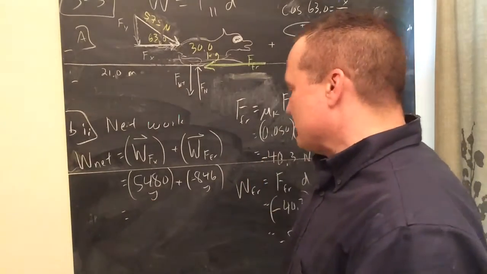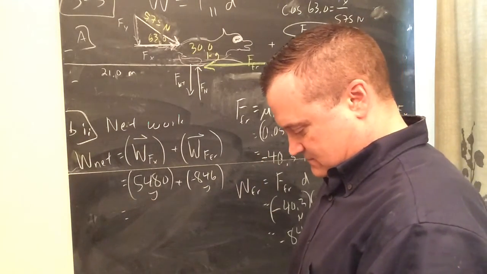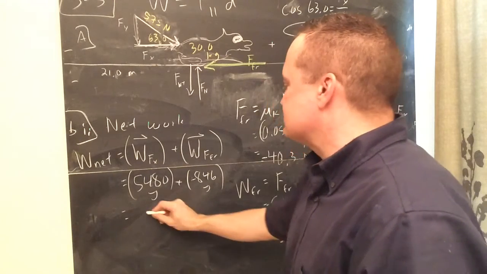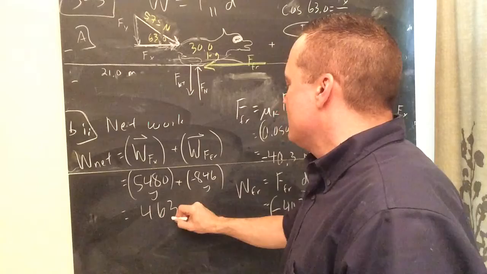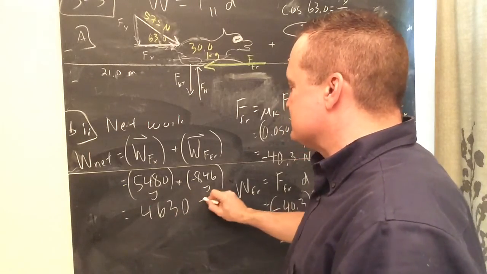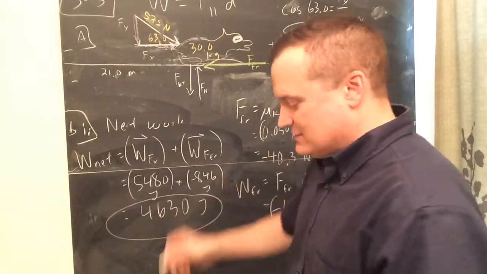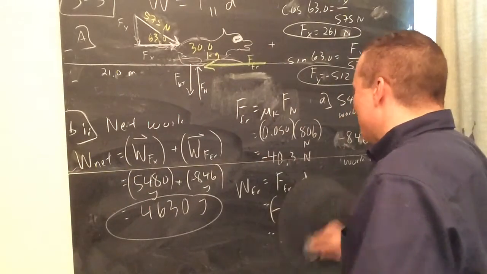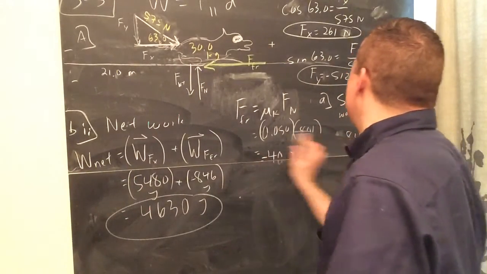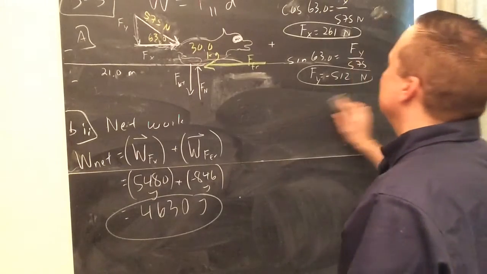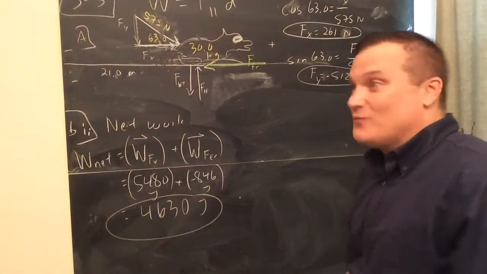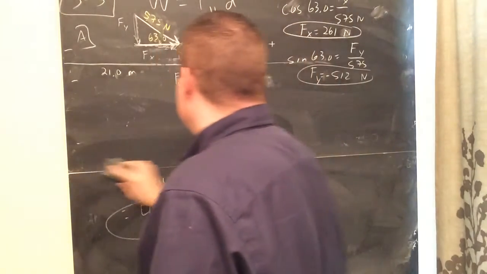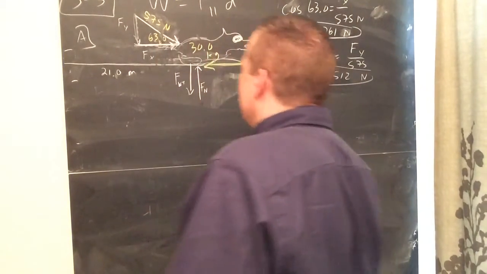Okay, but anyway, 5480 minus 846 is 4634, or just 4630 joules. That's the net work being done. Okay, there it is. That is the one problem. Wow. So when you do number one, if you wanted to stop and do number one now in the homework, you could do that. Number one is just like this problem. Very similar. Then I'll show you one like number two.